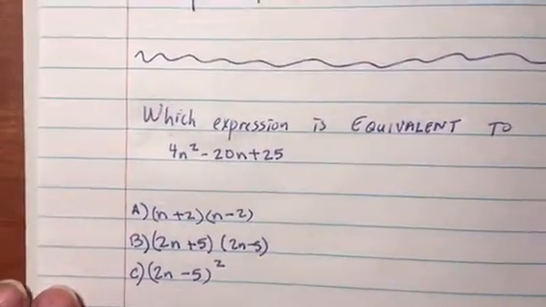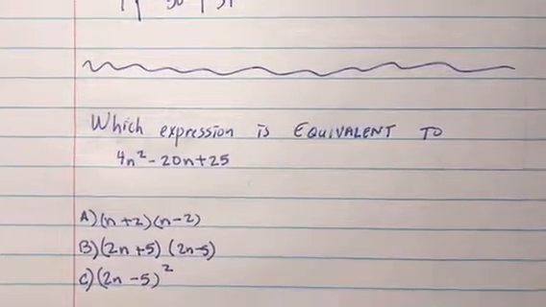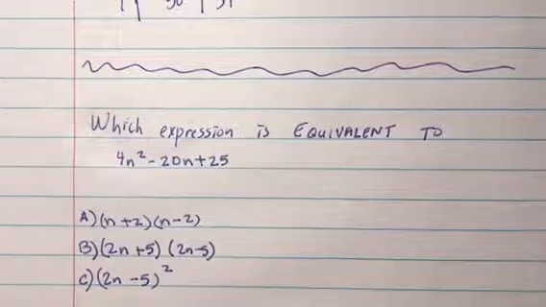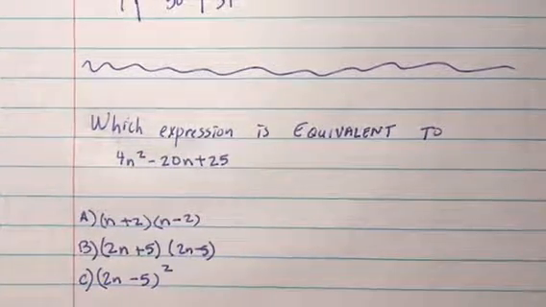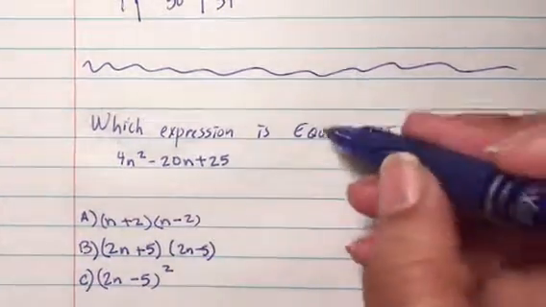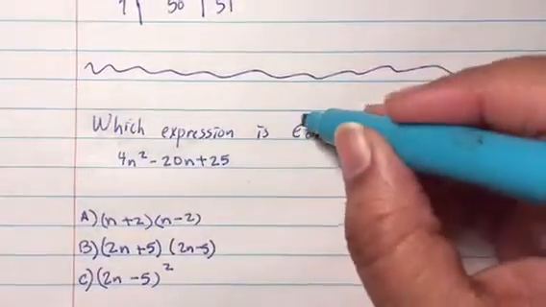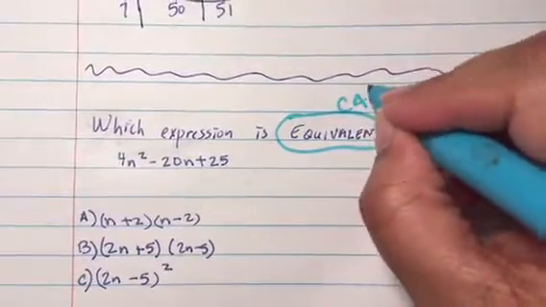Give you a minute to write this down. So this is going to be a little bit different because you're not looking for one solution. You're looking for what's equivalent. So equivalent is the same as. So this word right here is a magic word. If you want to call it a magic word, this tells you that you're going to use your calculator.